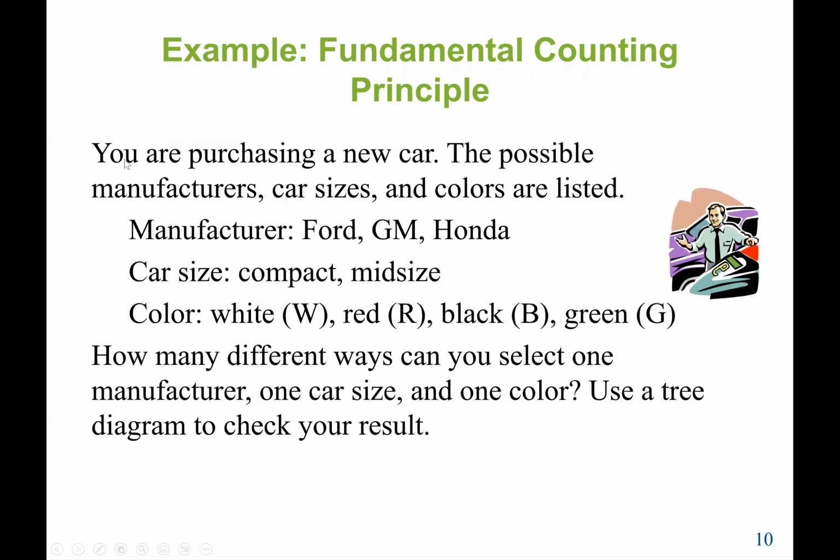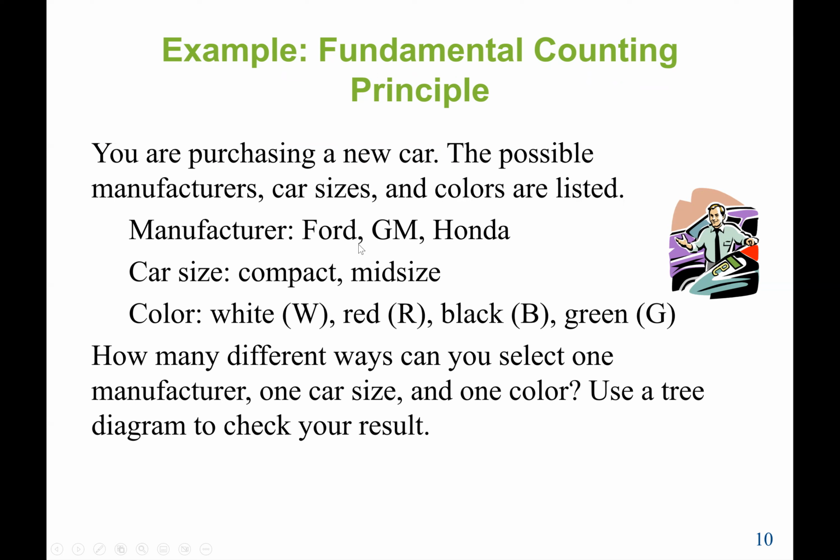Now we have a question here saying you are purchasing a new car. The possible manufacturers, the car sizes, and the colors are listed below. So we have 3 manufacturers, which are Ford, GM, and Honda. Then the car size can be either compact or mid-size. The color can be white, red, black, and green. Now, how many different ways can you select one manufacturer, one car size, and one color? Use a tree diagram to check your results.